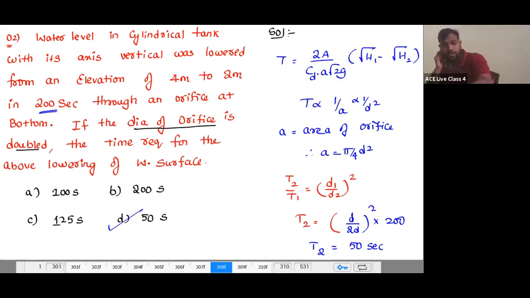So the answer is going to be 50 seconds. That's it. This is one of the questions based upon the RFS. See, these types of questions can be expected for the ESC prelims. In the case of the prelims, these types of questions would be there.